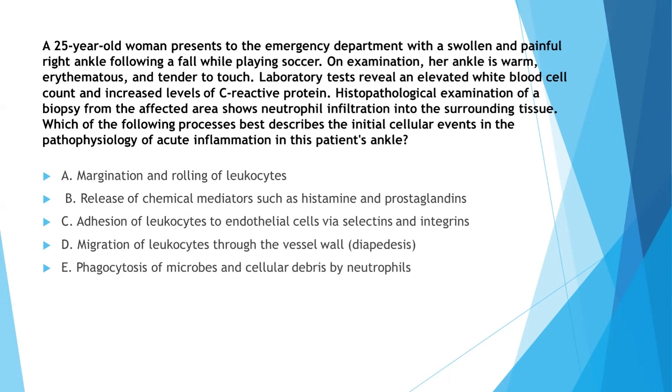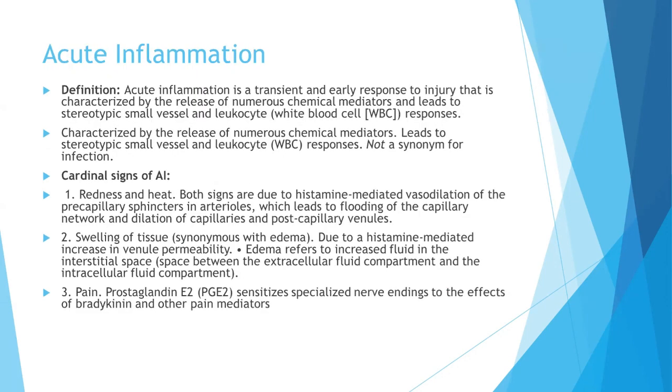will be discussing in brief acute and chronic inflammation and wound healing by fibrosis and formation of granulation tissue. So acute inflammation is a transient and early response to injury that is characterized by the release of numerous chemical mediators and leads to stereotypical small vessel and leukocyte responses, and it is not a synonym of infection. Now, there are three cardinal signs of acute inflammation.